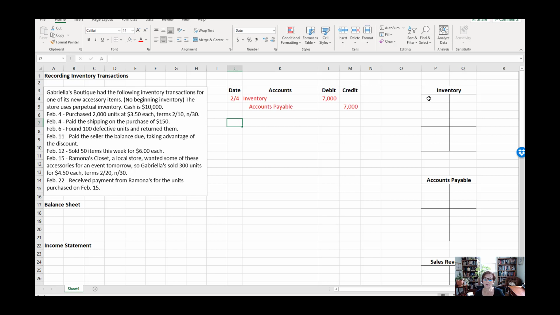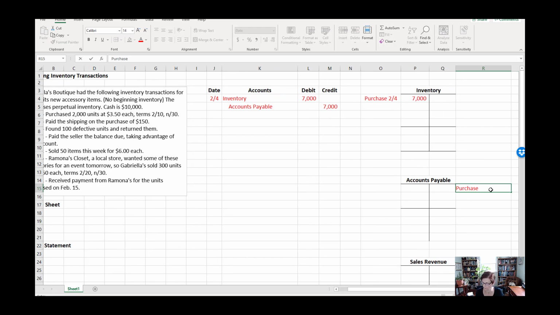All right, I'm going to put all of these transactions here so we know what's happening in our inventory and also in our accounts payable. So let's put in purchase 2/4, and then we'll also put it down here, $7,000. Okay, so we have $7,000 in our inventory and we owe $7,000 on our accounts payable.